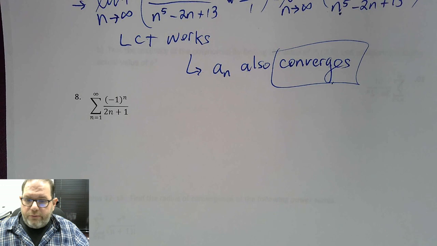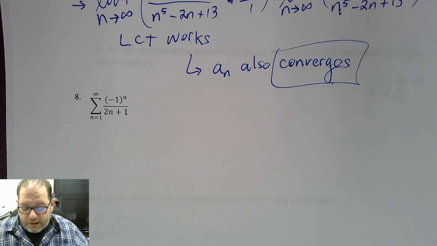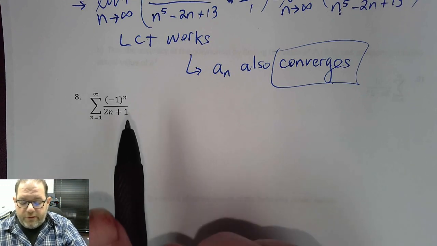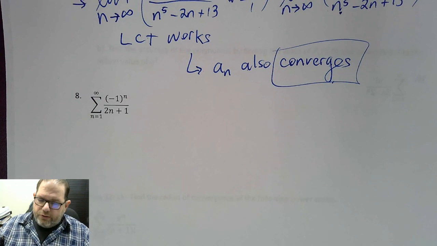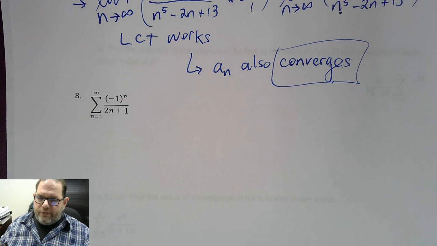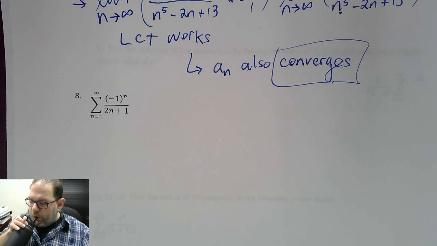For number 8, we have negative 1 to the n over 2n plus 1 in the denominator, and it's from 1 to infinity. Now, this is an alternating series. We know it's alternating because there is a negative 1 to the n term. There's a few other alternating terms that we saw, but I'm not going to try to make this confusing at all. It'll just be something like that, negative 1 to a power.